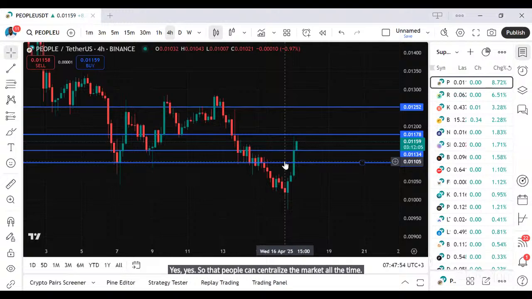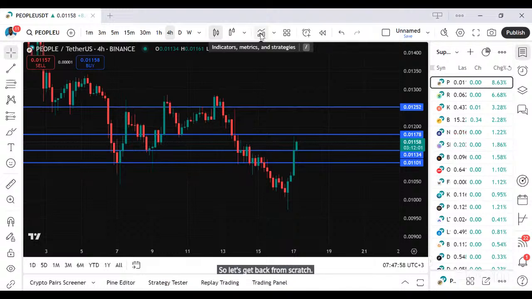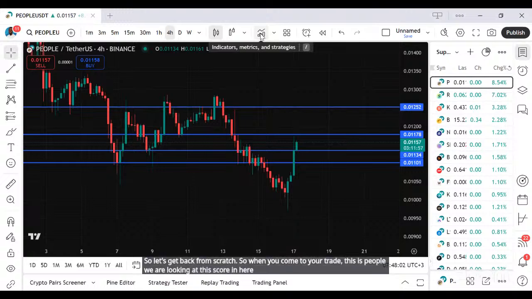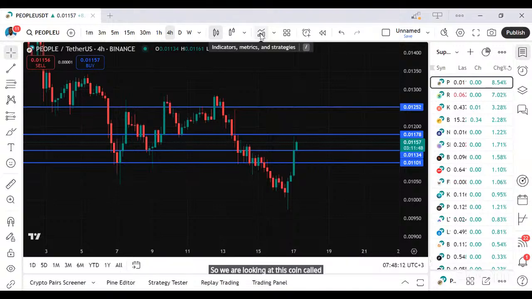So let's get back from scratch. When you come to your trade, we are looking at this coin called PEOPLE.